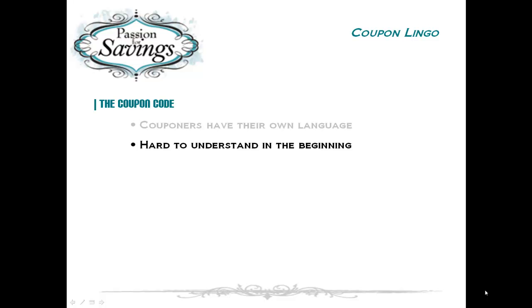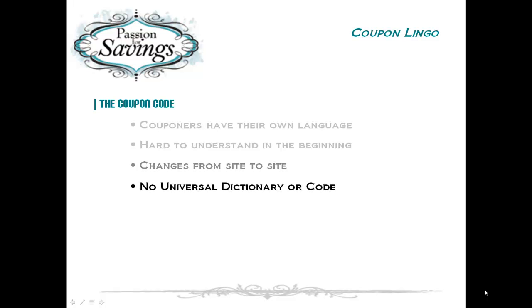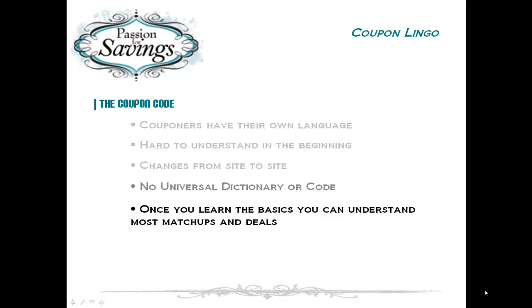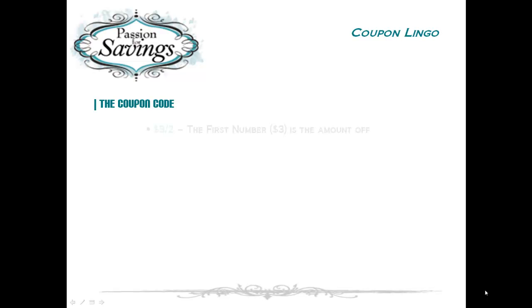A lot of people in the beginning find that the codes that are used on coupon websites or matchups are really hard to understand, and I can totally see how that would be. So I wanted to just let you know that while these do change from site to site, there's not really a universal code or dictionary, so I'm going to try to give you the abbreviations that you might see more than one way. Also, once you learn these basics, I really think you'll be able to understand most matchups and deals, so I really hope that this is helpful for you.